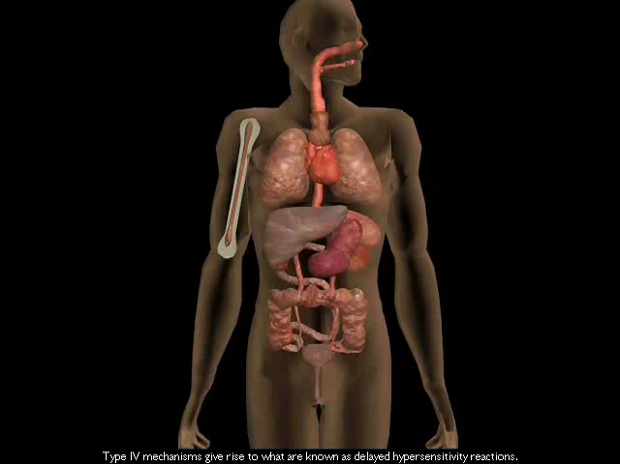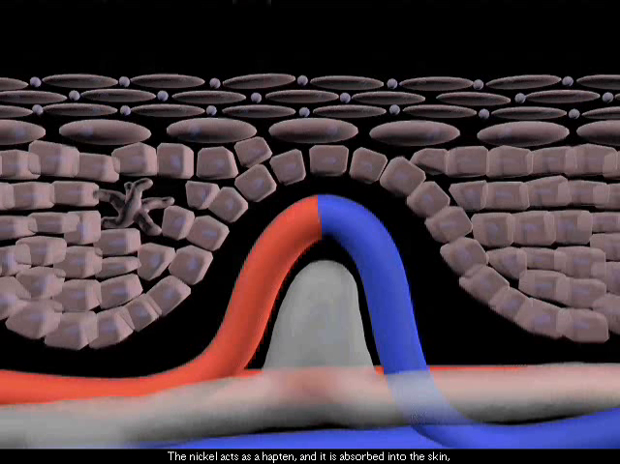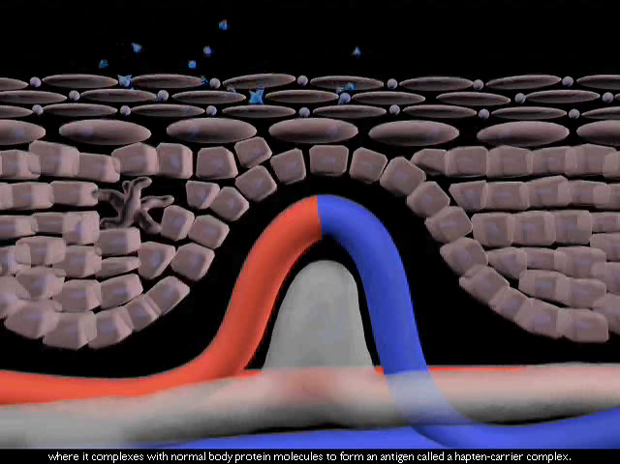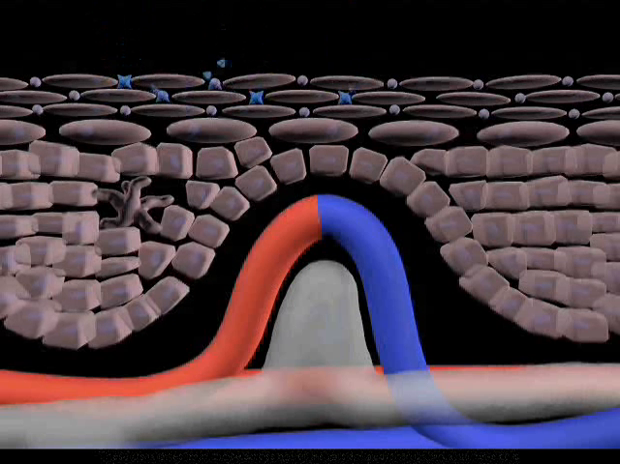Type 4 mechanisms give rise to what are known as delayed hypersensitivity reactions. Examples of these are contact dermatitis caused by poison ivy, or in this case the nickel in the buckle of a watch strap. The nickel acts as a hapten and is absorbed into the skin, where it complexes with normal body protein molecules to form an antigen called a hapten carrier complex.